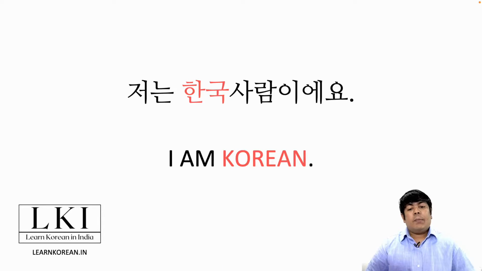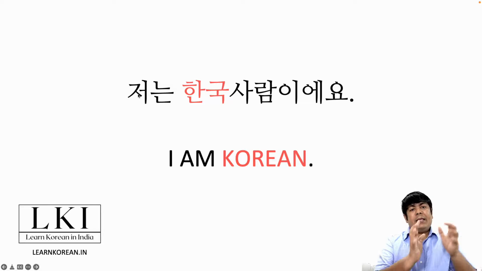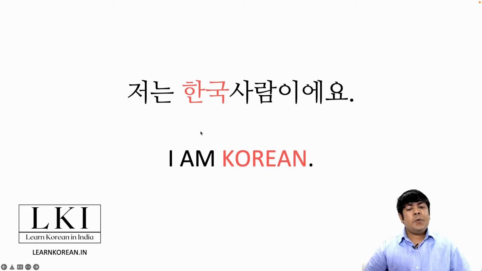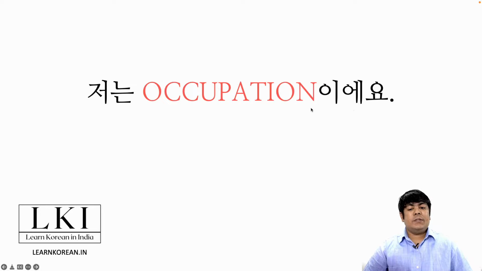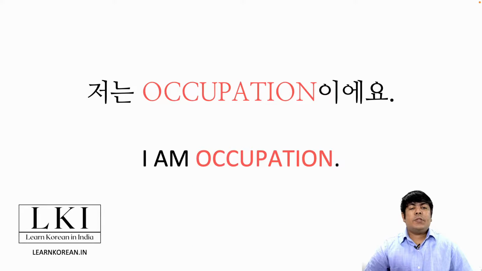Now if you want to talk about your occupation, whether you are a student, you are a working person, you are a doctor, teacher, you will follow the same structure. You must have noticed so far that it will be 저는, I, and something, and 이에요, right? So 예요 will be used in all the situations like this. So you can say 저는, whatever your occupation is, and 이에요 or 예요. So it will mean I am this, I am a student, I am a doctor, I am a teacher.